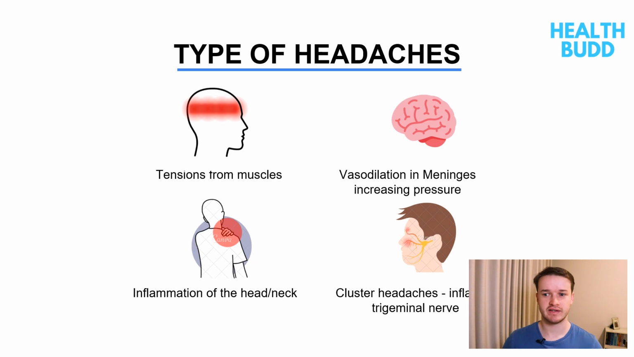The next type of headache is when vasodilation in the meninges causes an increase in pressure in the skull. So what this means is when the blood vessels start to get bigger, the meninges, which is a layer between the skull and the brain which protects it, has all these blood vessels going through it. And so when these blood vessels start to get bigger and wider, there's not a lot of room for it to go. So this causes an increase in pressure, and that pressure causes headaches.